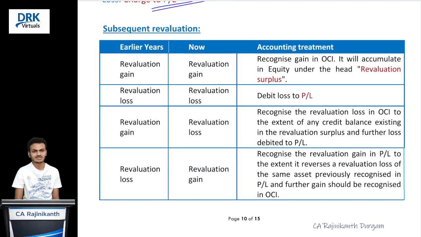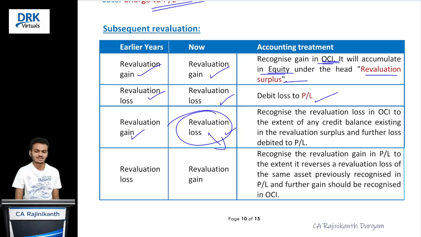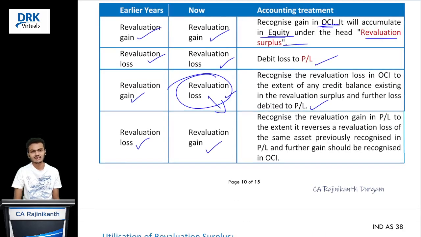And for subsequent revaluation, if earlier there was a gain and now also a gain, you simply do the same: recognize in the OCI section, accumulated in equity under revaluation surplus. If before there was a loss and now also a loss, charge to P&L. If last time there was a gain and now it is a loss, you recognize this loss in the OCI section to the extent of the previous revaluation surplus. If any loss still exists, you charge that to the P&L section. That's it. Earlier there was a loss, now it is a gain. It is quite opposite to the previous one. So recognize this gain in the P&L section to the extent of the previous revaluation loss. Any gain still remaining after that, you recognize in the OCI section.